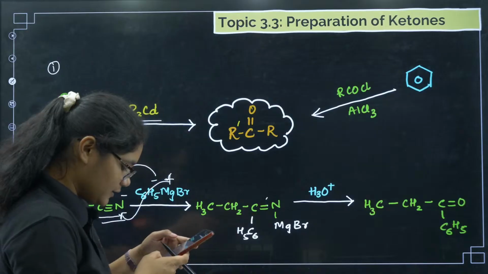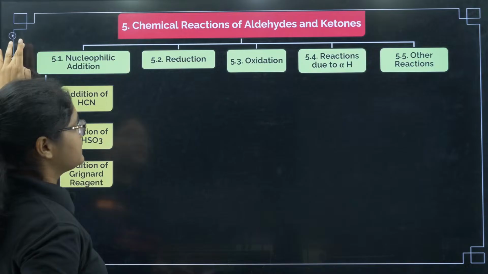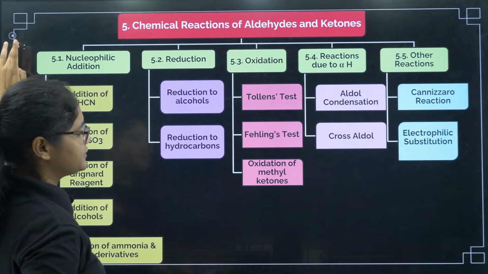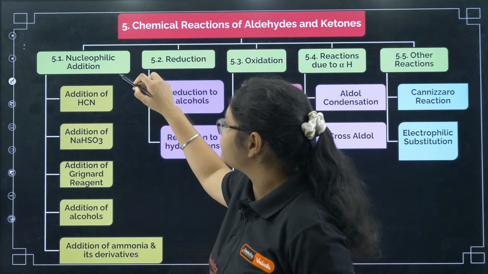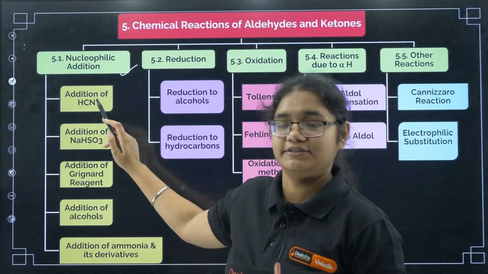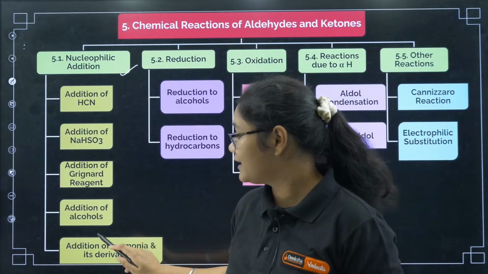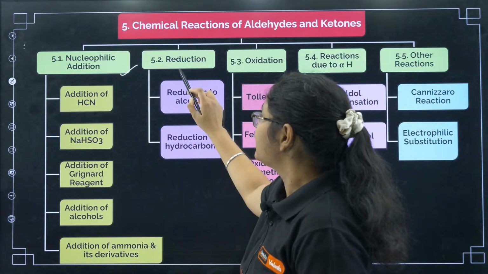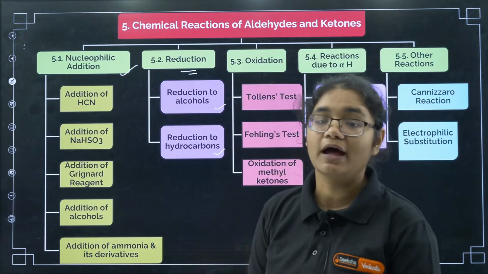Next, we will have the chemical reactions of aldehydes and ketones. There are so many reactions, so I will just discuss them. All of you might be remembering these reactions, but let's have a quick recap. The first reaction is nucleophilic addition. Under that we have 5 addition reactions: addition of HCN, addition of NaHSO3, addition of alcohols, addition of Grignard reagent, and addition of ammonia and its derivatives. The second is reduction reactions: first reductions to alcohols, and then reductions to hydrocarbons.